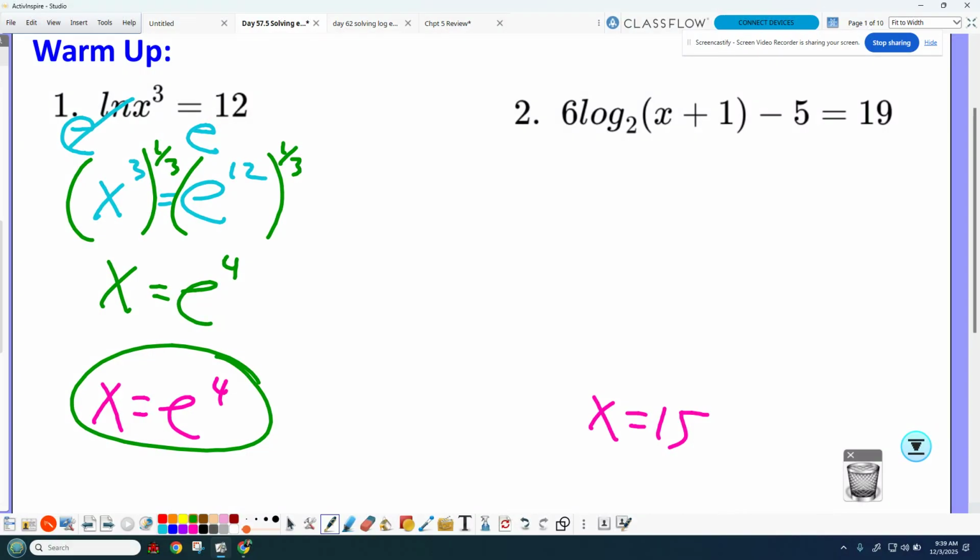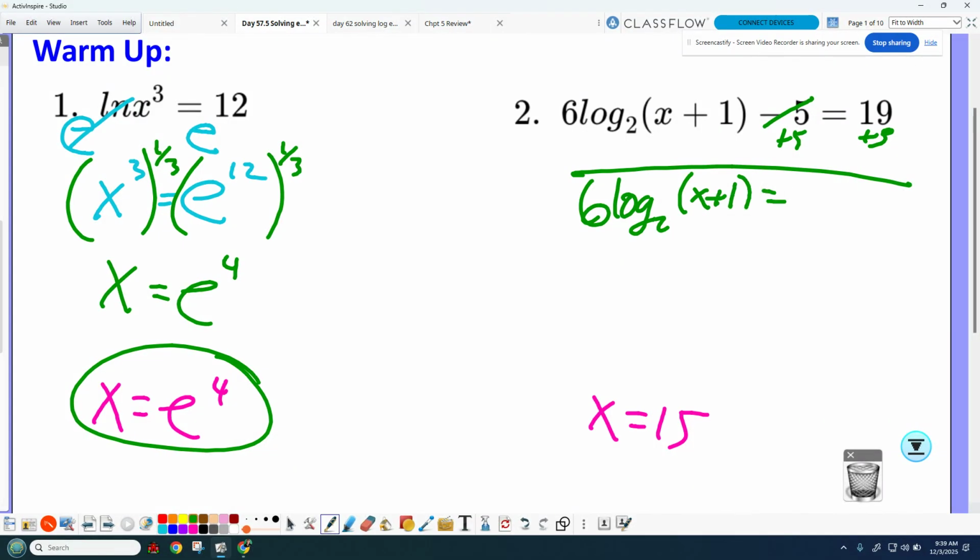Chloe, on number 2, is the first thing that I do change from log to exponential? No. Okay, what do I do? Get rid of this first, just like algebra. Add 5 to both sides. All right, so I have 6 log base 2 of x plus 1 equals 24. All right, Holiday, what would you do next?